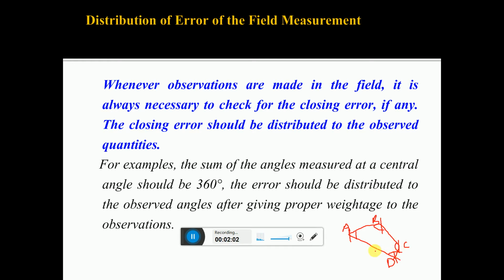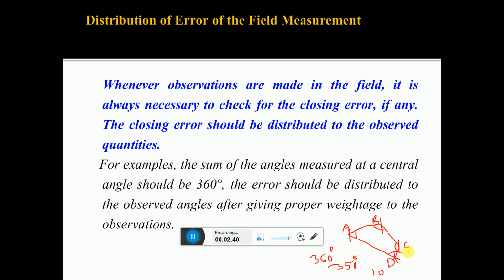Theoretically, the sum of the angles should equal (2n minus 4) into 90 degrees, where n is the number of sides of the traverse. For a four-sided traverse, the theoretical sum is 360 degrees. If you get an actual sum of, say, 350 degrees, there is an error of 10 degrees, and this error is to be distributed between A, B, C and D.